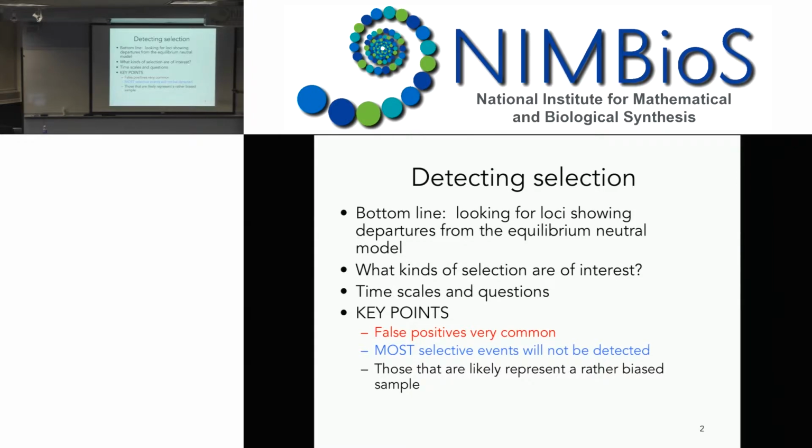I want to talk about what types of selection are of interest. I want to talk about time scales, because the time scales give you different tests and give you different signals. The key points are false positives are very common. Not all selective events will be detectable, and those that are likely represent a biased sample. These are the key points to take away.